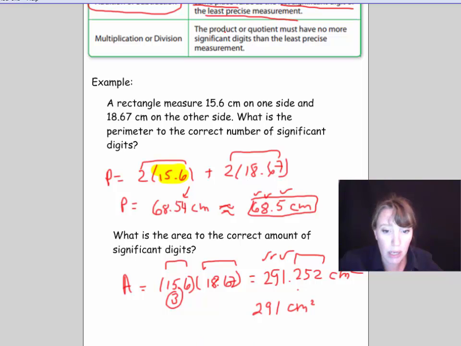You do not want to put like a 0.0 here, right? Because if you put a 0.0, then that 0 would actually make it have 4 significant digits, so be very careful. The answer here is just 291 centimeters squared. Right, so for multiplication I count the number of significant digits in the least precise measurement. For addition, I go to the place value of the least precise measurement.